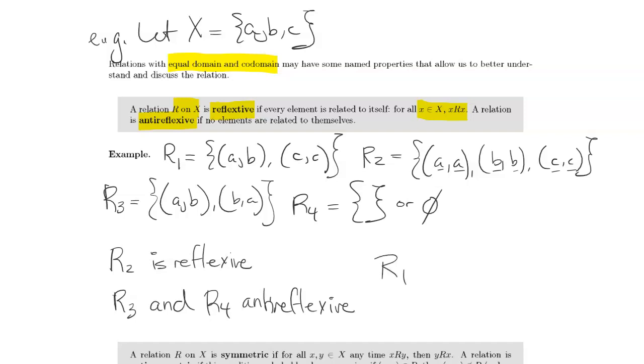R1 is neither reflexive nor anti-reflexive, and that usually throws people for a loop, the realization that a relation can be neither of these properties. R1 is neither because it contains CC, so it's not anti-reflexive, but since it's lacking AA and BB, it's not allowed to be reflexive either.